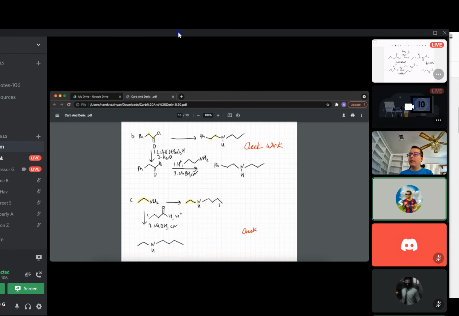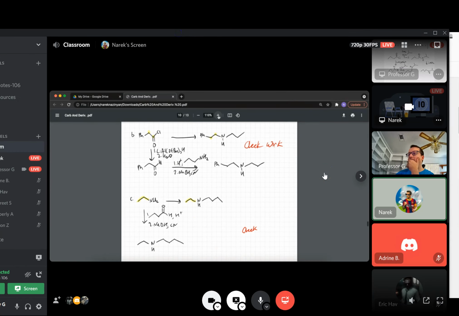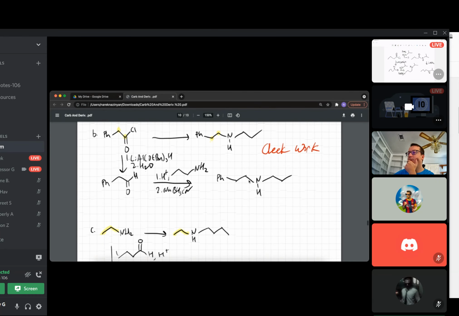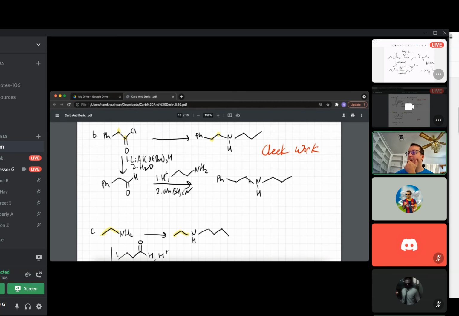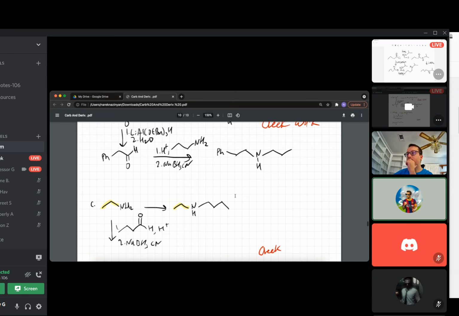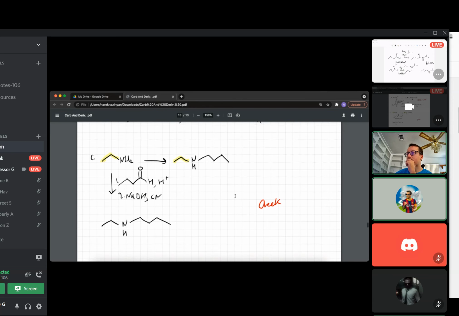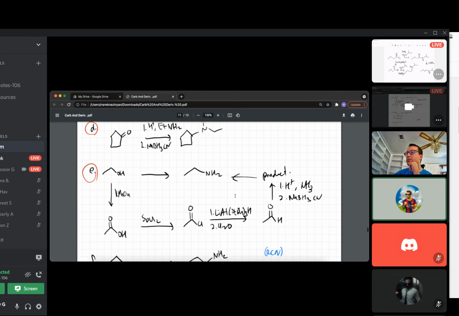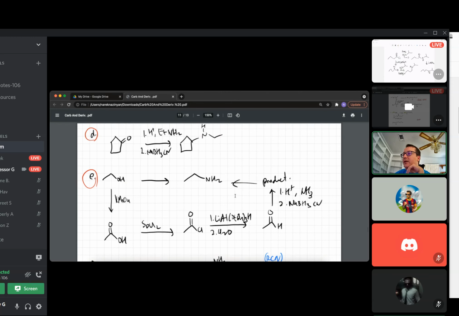Okay, so this one for B would be correct. All right. So what are we doing here? We are making an amine from an acid chloride. So you make the aldehyde, you condense with the amine and do reductive amination. Yeah, that would work. Then would this be right? Mm-hmm. That's reductive amination. Yep. What about these ones? Hold up. Go up a little for D. Okay. So.